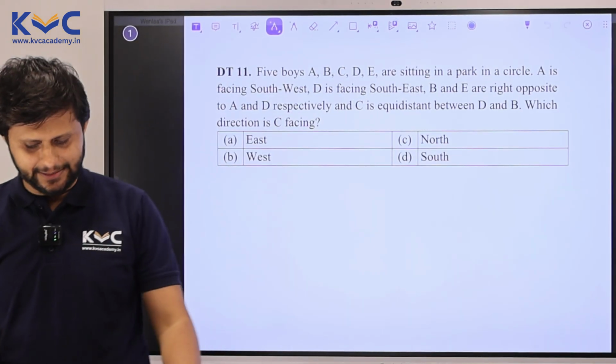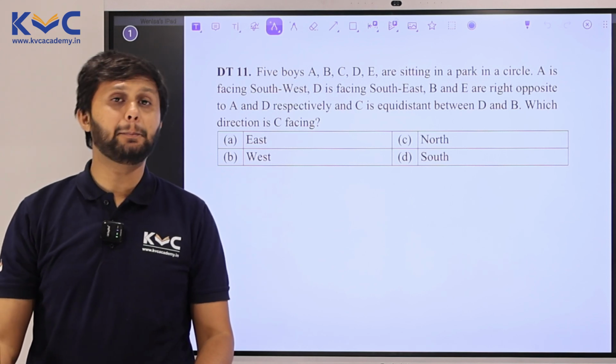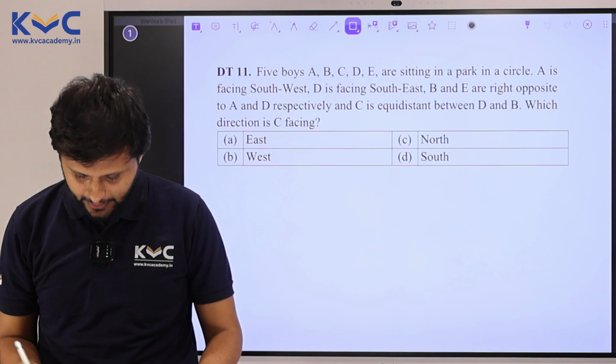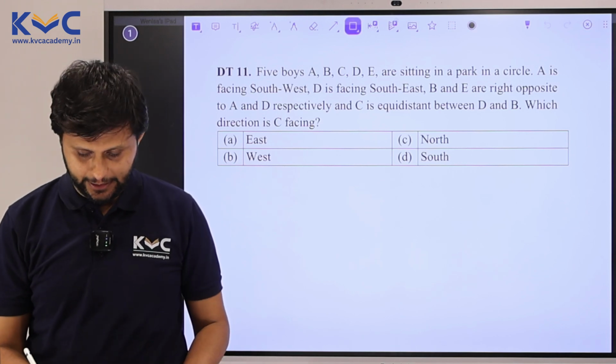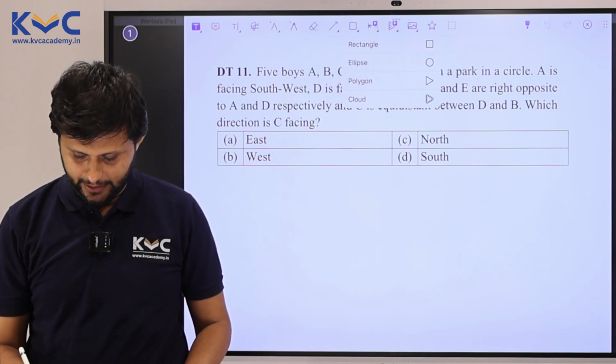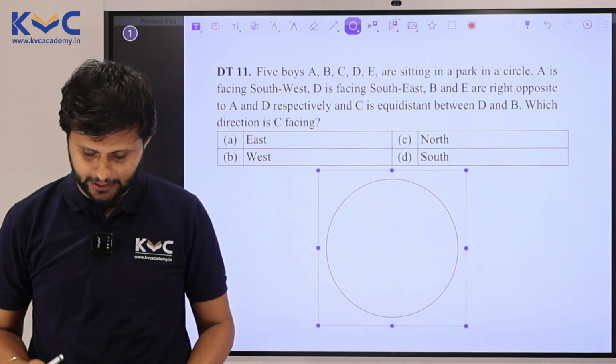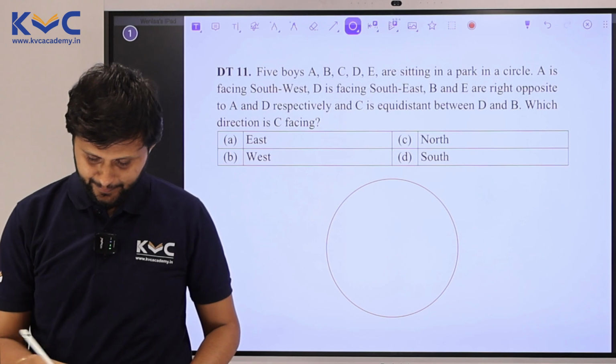Moving on, question number 11. Five boys are there sitting in a park in a circle. Okay, there is a circle. Let me draw a circle. And if I do it with my free hand, it will definitely not look like a circle. So we'll go for this one. Now definitely it looks like a circle.